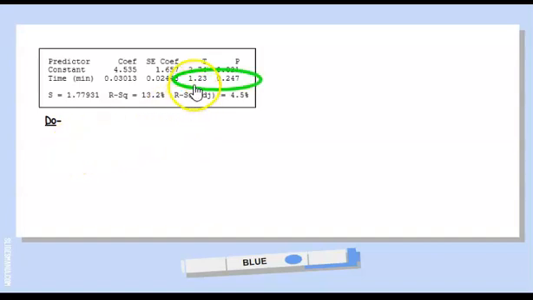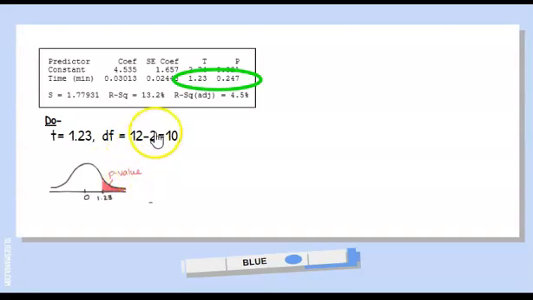So this value right here under T, in the row with the slope, that's what you need because we're looking at slope. This is the T statistic, and this is the p-value. Now there's a caveat on this, I'll show you in a moment. But from our table, we know that T is 1.23. Our degrees of freedom, remember it's a sample of 12, we subtract 2, so degrees of freedom is 10. Always show what the T statistic is and what the degrees of freedom are.